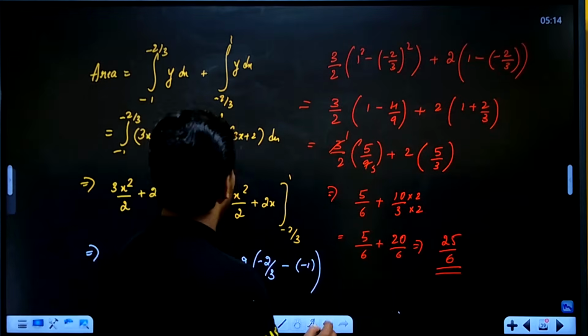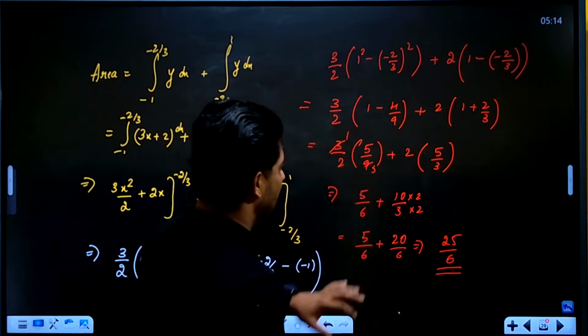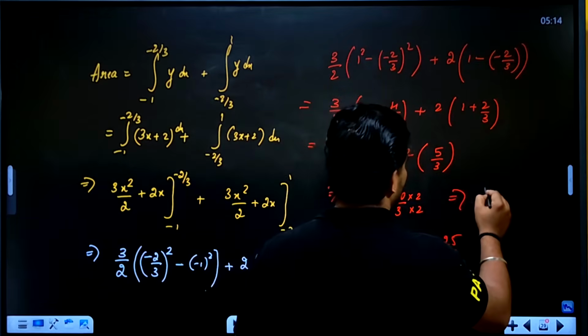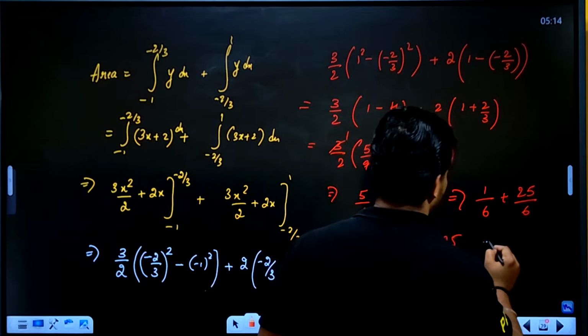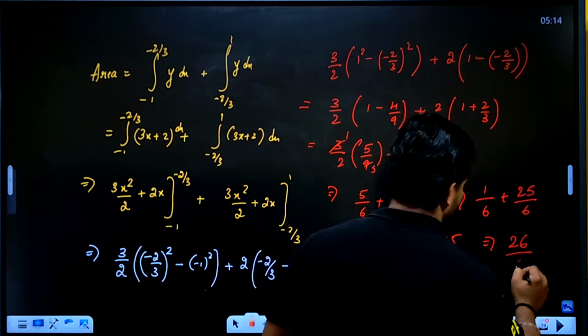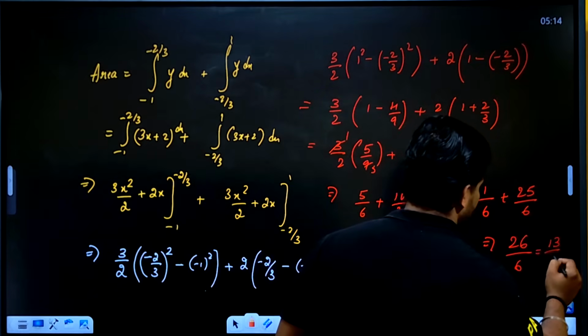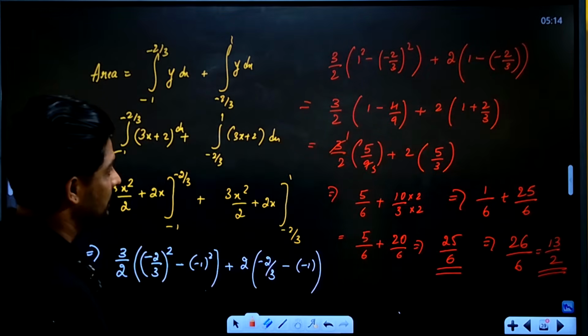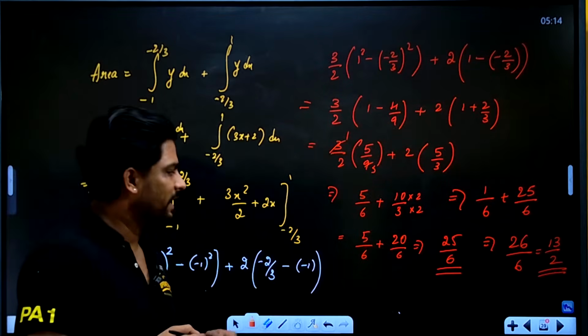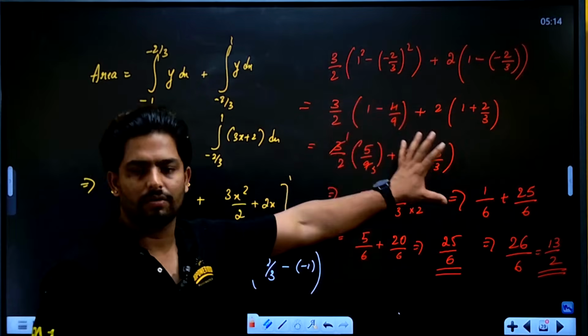So now this area plus this area, if you add up, we get 1 by 6 plus 25 by 6, we get 26 by 6. So we can reduce this to lowest form, so we get 13 by 2. So 13 by 2 is the answer. Actually the calculations are long. So solve slowly, how to apply upper limit and lower limit, easily you will get it.